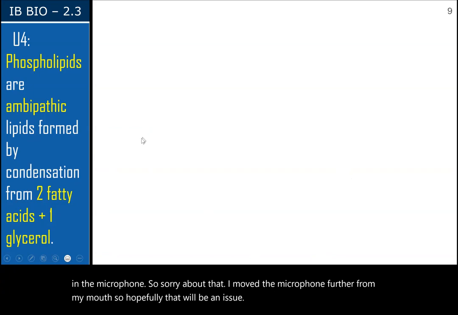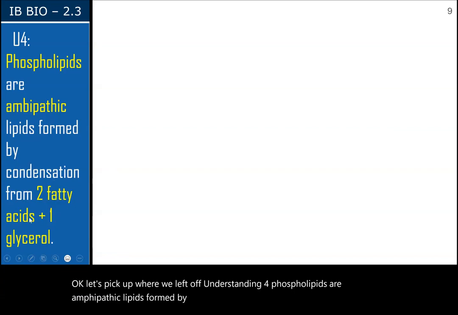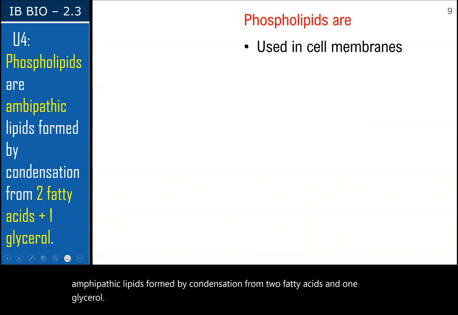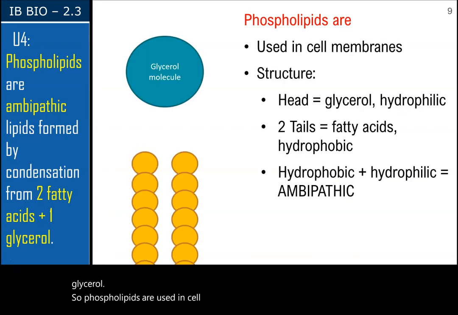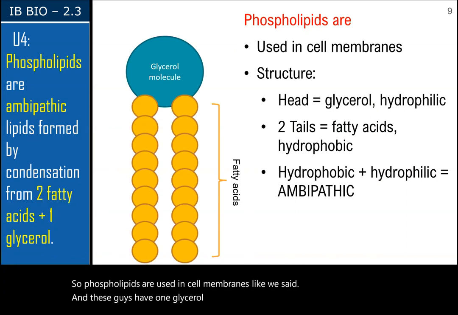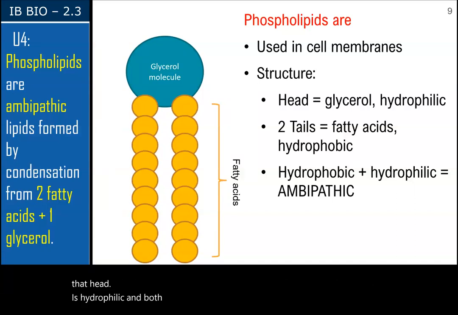Okay, let's pick up where we left off. Understanding number 4. Phospholipids are ambipathic lipids formed by condensation from 2 fatty acids and 1 glycerol. So phospholipids are used in cell membranes like we said. And these guys have 1 glycerol molecule head and 2 fatty acid tails. Now, that head is hydrophilic, and both the tails are hydrophobic.